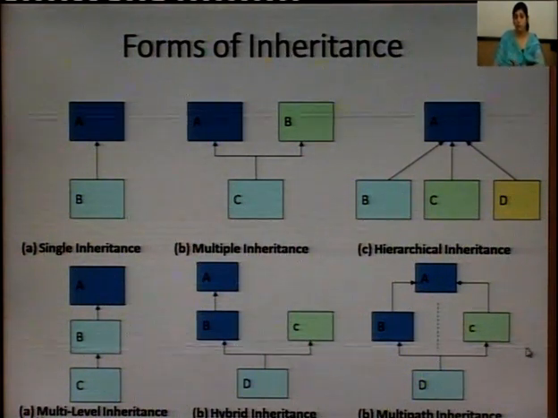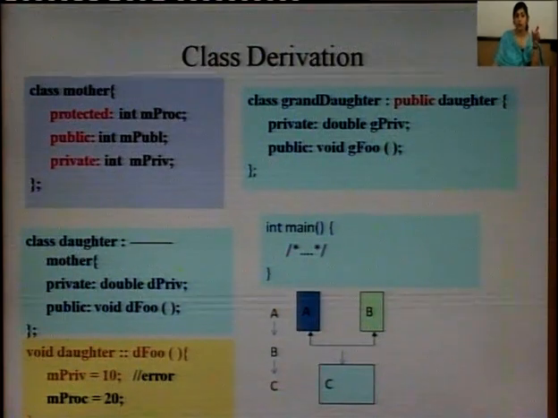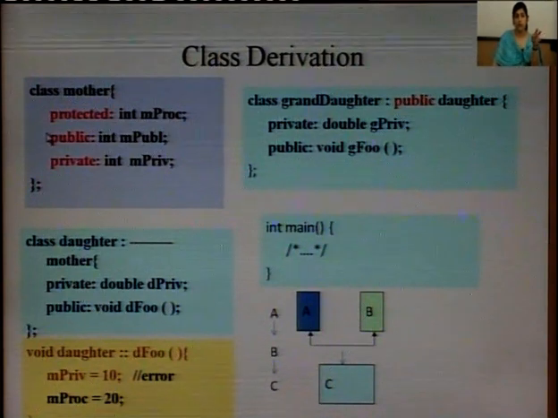Clear, what are the forms of inheritance? That is single inheritance, multiple inheritance, hierarchical inheritance, multi-level, hybrid and multi-path. How can you declare? You know the syntax and you can derive the class from the base class with a property that can be private, public or protected. Now you can use this example for the same. I will tell you again with the example.